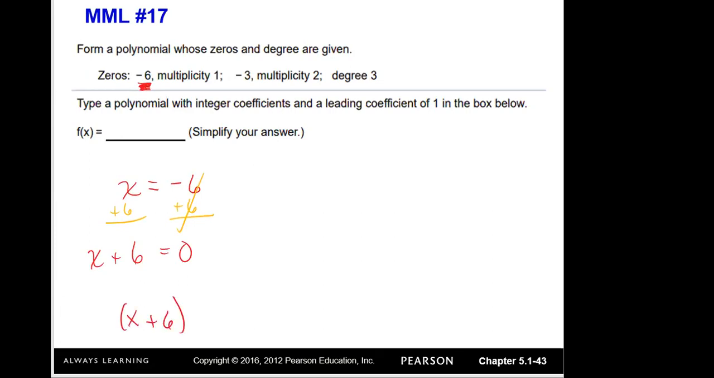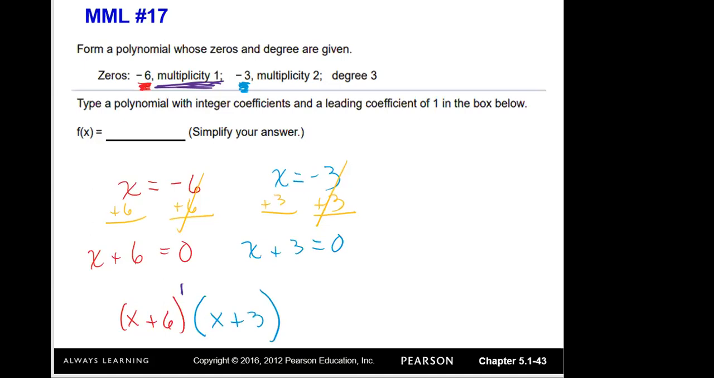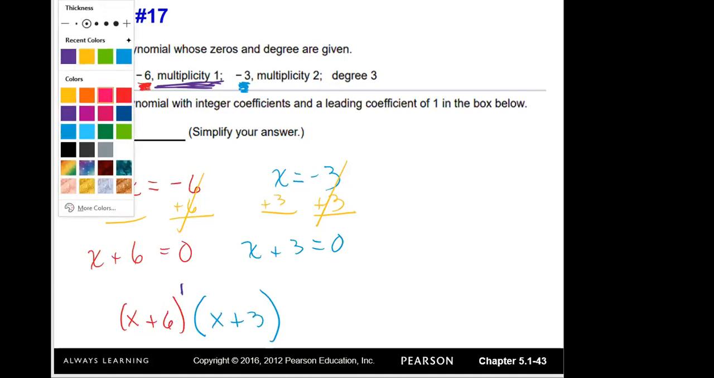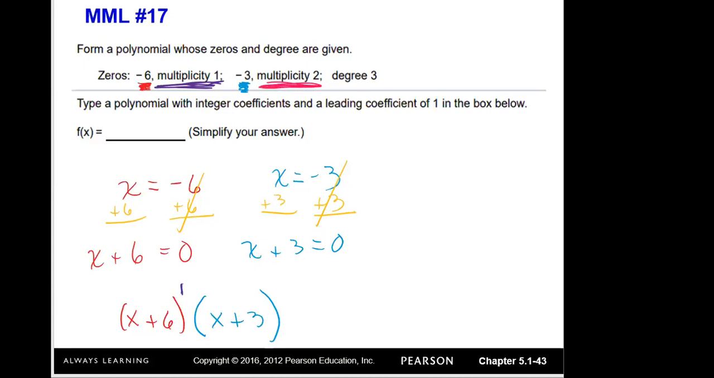But it does say that it has a multiplicity, let me pick a different color, purple. It has a multiplicity of 1. That means there's really just a power of 1 here. Then our next 0 is the negative 3, okay? So if x equals negative 3, I would add 3 to get this equal to 0, cancels, which gives me x plus 3 equal to 0. So that's my next factor, x plus 3, except this one says a multiplicity of 2.